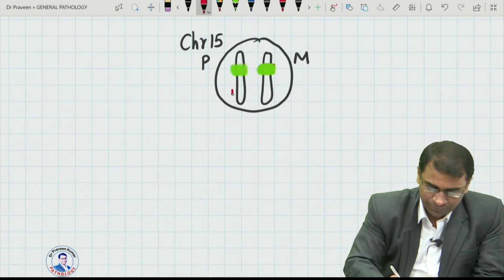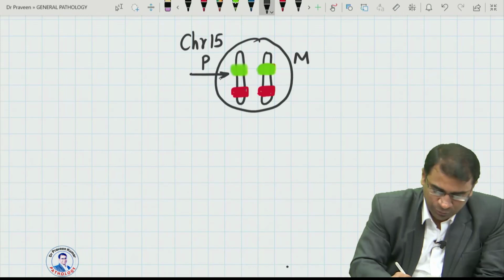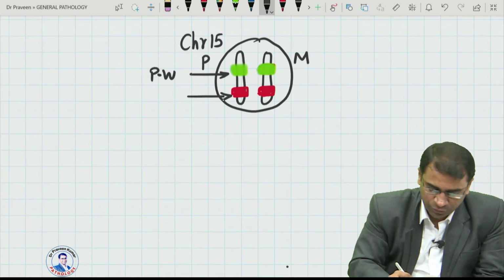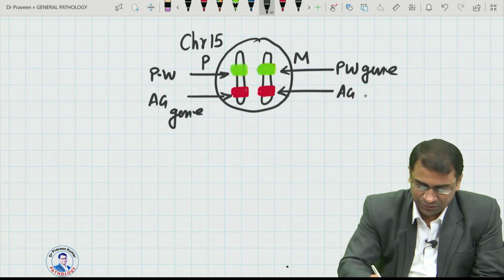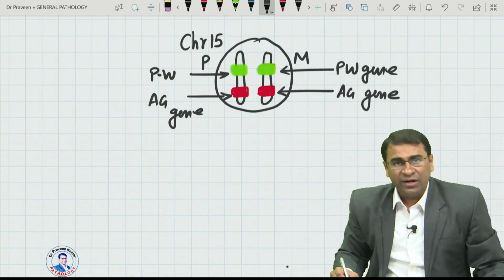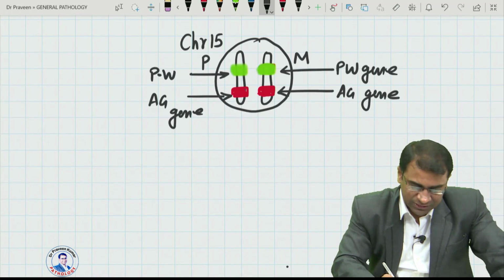Okay, Prader-Willi gene and the Angelman gene. Let's call this green one the Prader-Willi gene and this red one the Angelman gene. Similarly, this is also the Prader-Willi gene and this is the Angelman gene. Now what happens is there occurs a usual silencing of these chromosomes in every person, even a normal person. What happens is out of these two genes, normally what happens?